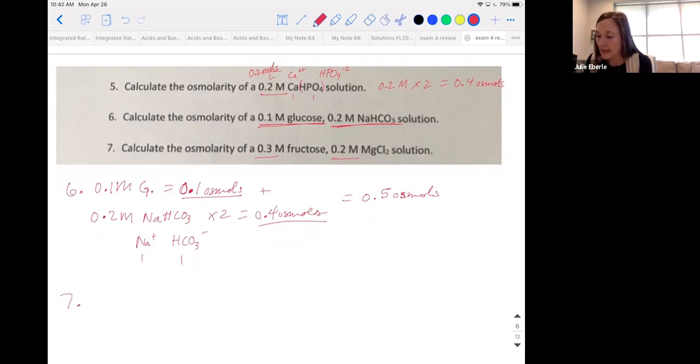Number 7, calculate the osmolarity of 0.3 molar fructose and 0.2 molar magnesium chloride. I'm going to give you all a minute to do this one. I want y'all to work this out. Don't watch me do it. I want you to try it. See if it makes sense in your head, and then I want y'all to tell me what answers you get. This is total. So calculate the osmolarity for the fructose portion and the magnesium chloride portion and add them together. Keegan said 0.7.